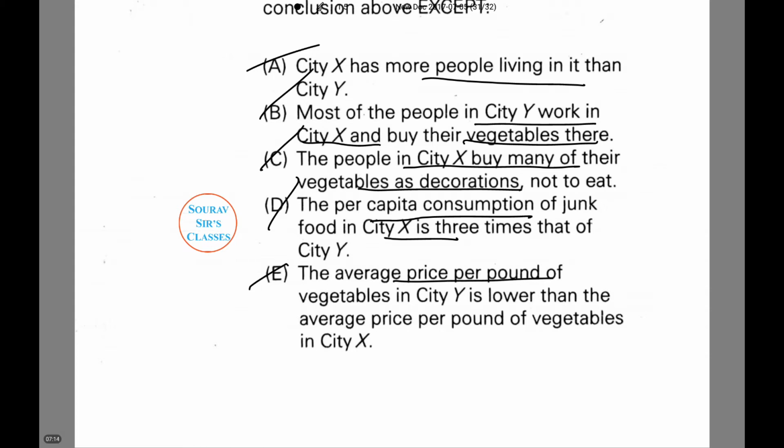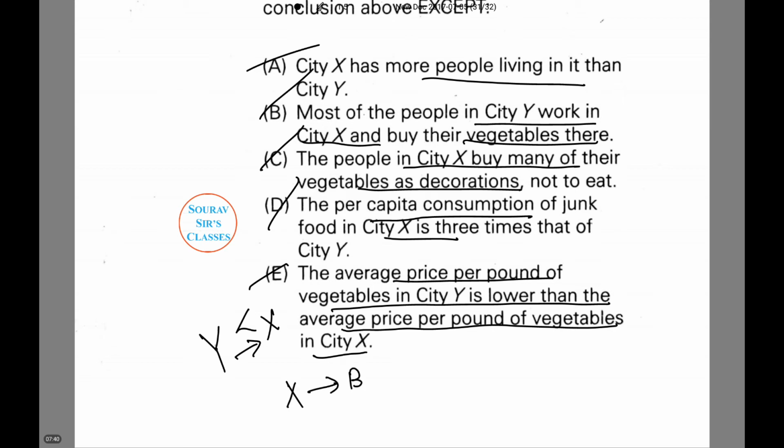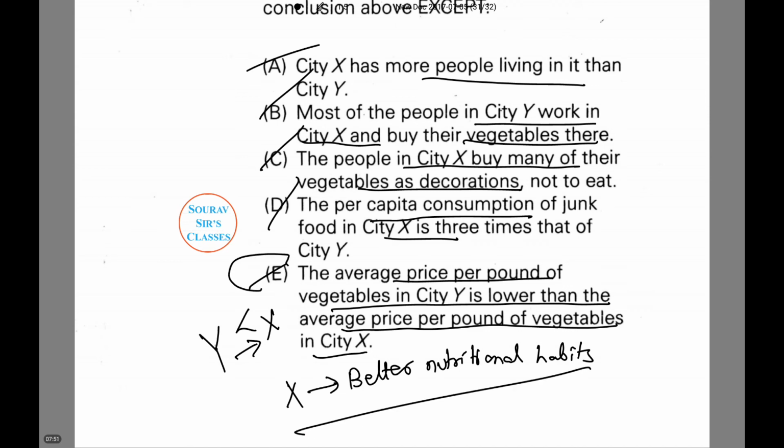In this, the average price per pound of vegetables in city Y is lower than the average price per pound of vegetables in city X. It suggests that if vegetables are cheap in city Y and yet more vegetables are being sold in city X, or rather let us put a greater than over there, then the argument that X has better nutritional habits might be right, and hence this is our option.